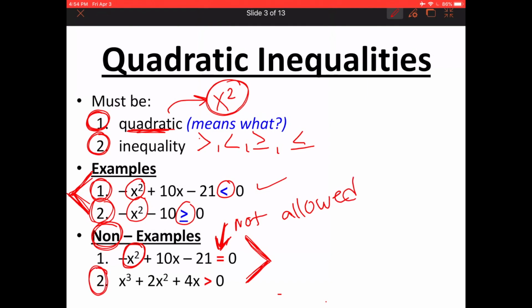For my second non-example, what's the problem here? It does have an inequality symbol. The problem is that there's an x cubed, okay? And an x cubed would not be allowed in order for it to be quadratic. You can max out only at an x squared.